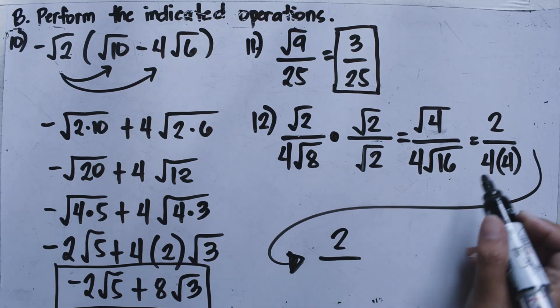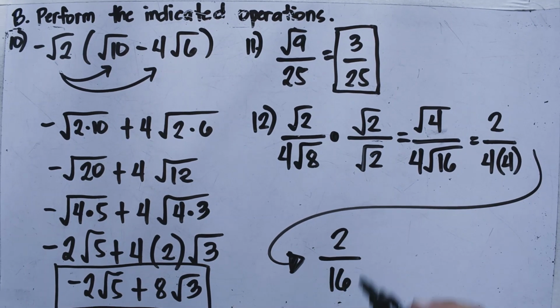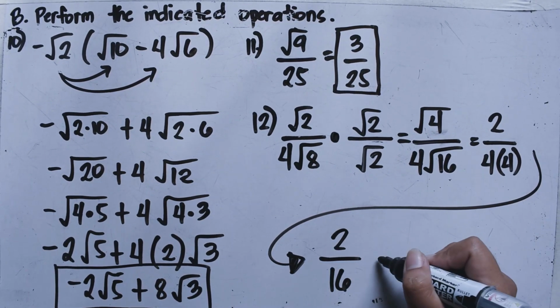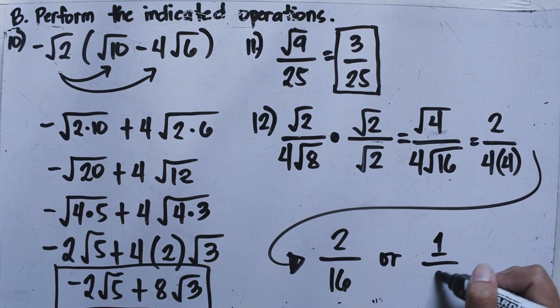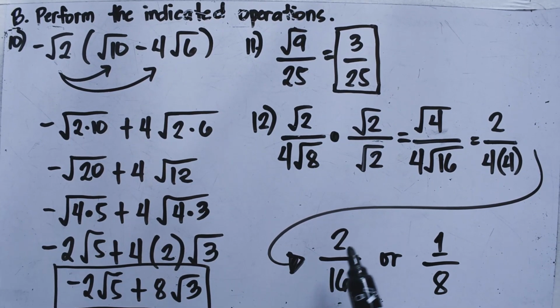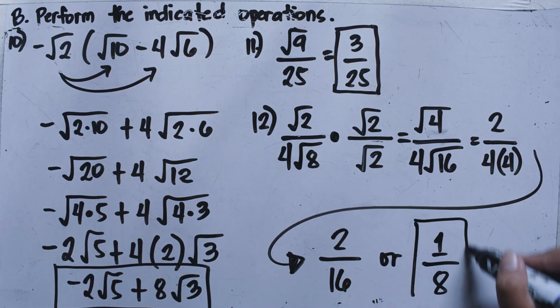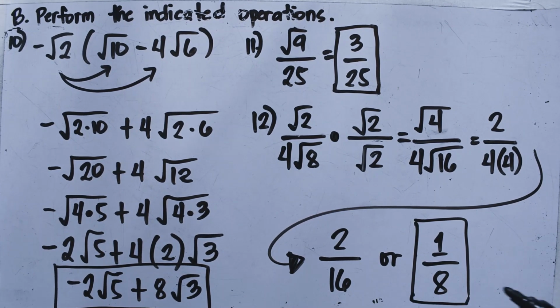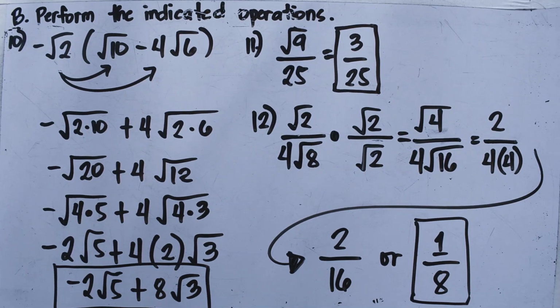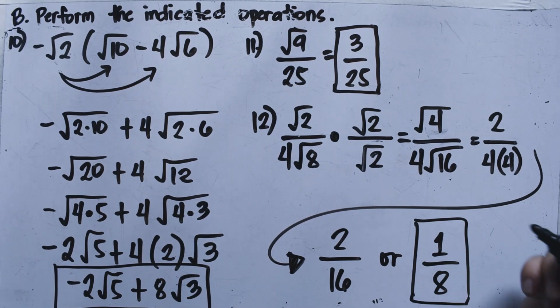Now, lagay ko dito ha. So, we have 2 all over 4 times 4 is 16. O, nasisimplify pa po ba to? Yes. So, or, 1 over 8. Kasi, pwede natin siya i-divide both side by 2. 2 divided by 2 is 1. 16 divided by 2 is 8. So, marunong naman kayo mag-simplify ng fraction, I believe, diba? Kasi grade 9 na nga. So, ayan po yung ating final answer dahil wala na po tayong ma-simplify dito. So, sa number 12, final answer is 1 over 8.